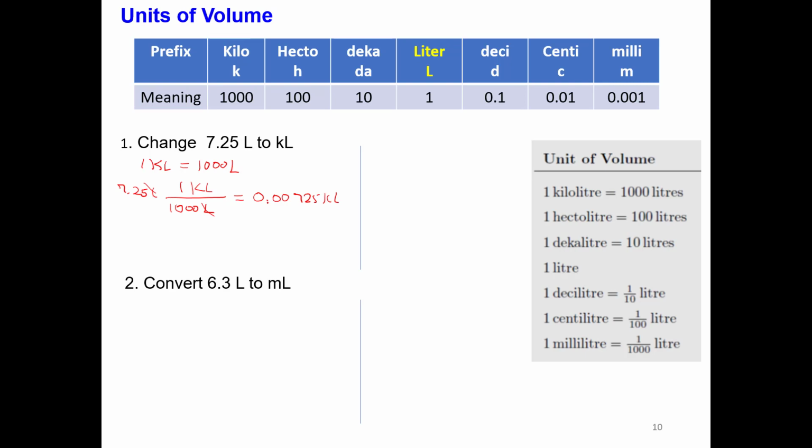Then we can do the same thing using the chart. Let me write here the answer. Final answer, we had 7.25 liters equal to 0.00725 kiloliters. And now let's do the same using the chart. Let me write here the number. Well, I will need more space here.